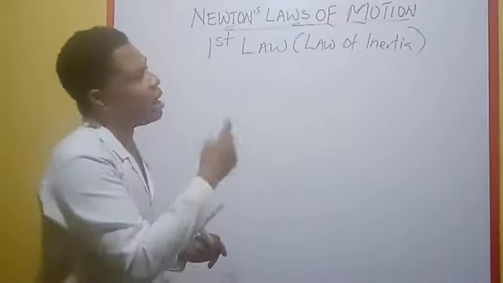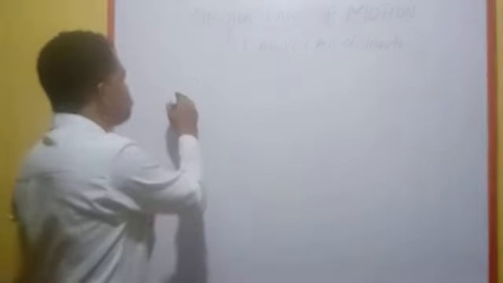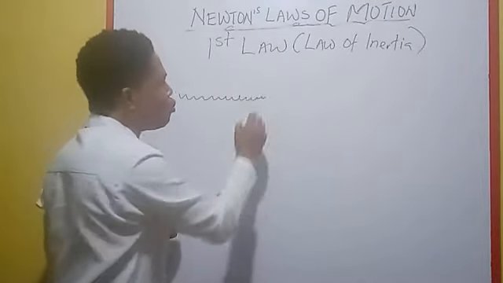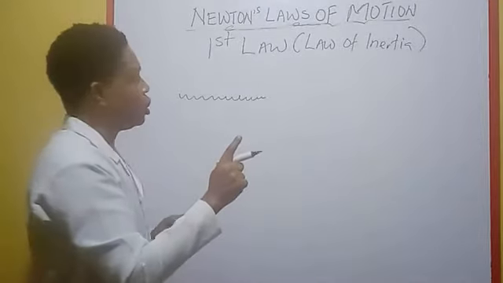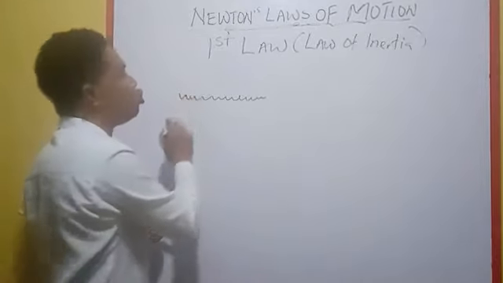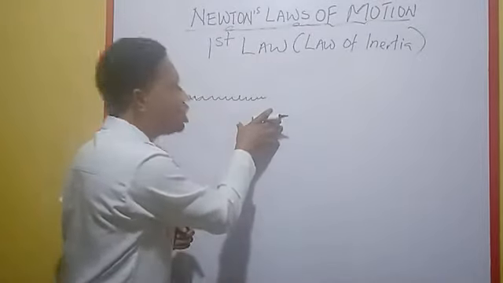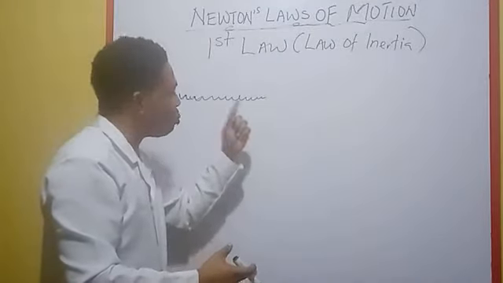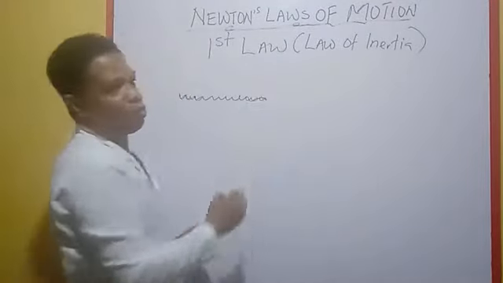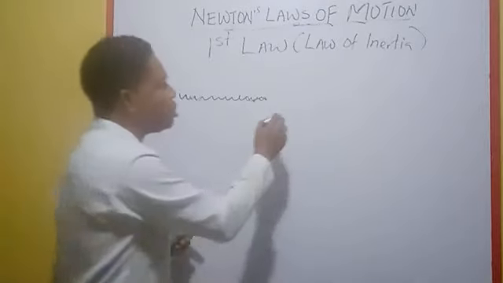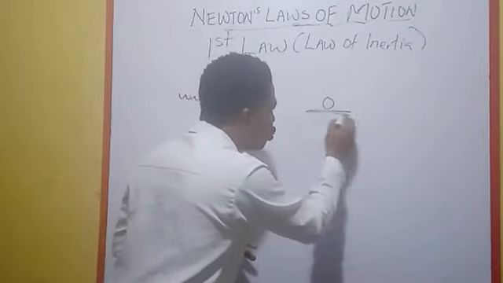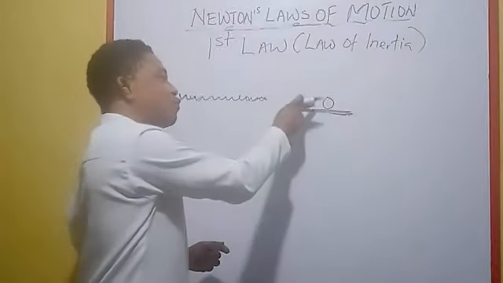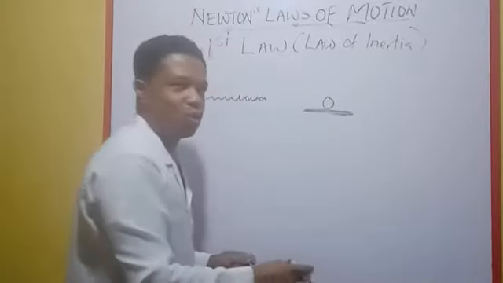One, it says that a body moving with uniform velocity in a straight line will continue to move forever unless it's being acted upon by an external force. Or a body at rest will continue to remain at rest unless an external force acts on it. So these are the two parts.